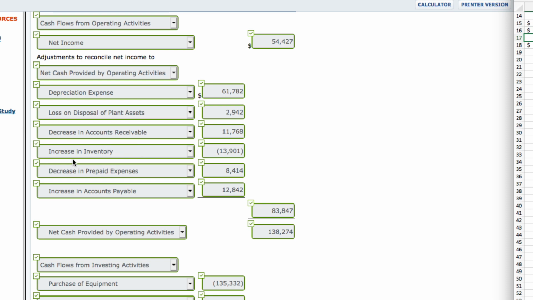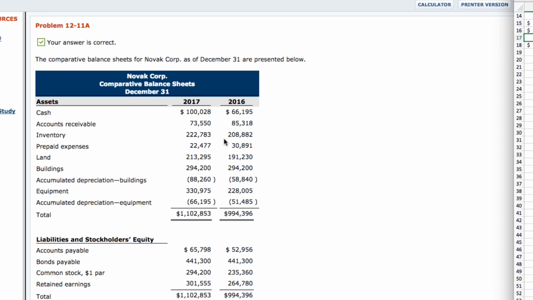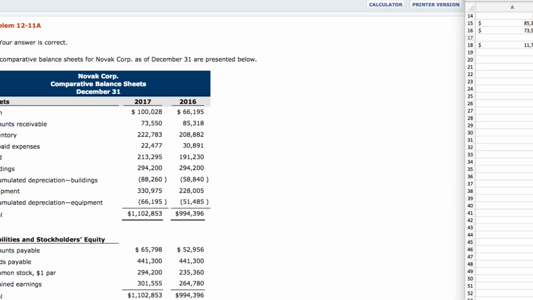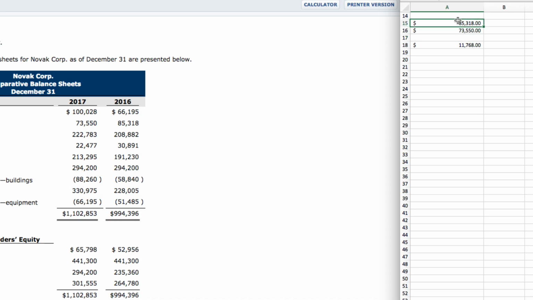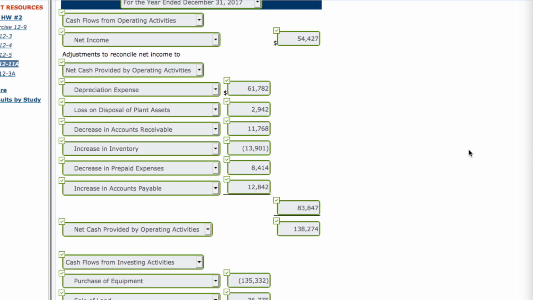So next, we have an increase in inventory with a negative number of 13,901. Inventory in 2016 was 208,000. In 2017 it was 222,000. So we had an increase in inventory. So in this case, we again subtract the two numbers. 222,783 take away 208,882 is 13,901. And because it was an increase in inventory, we're actually subtracting from net income.